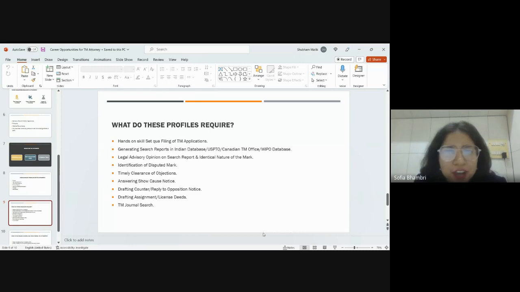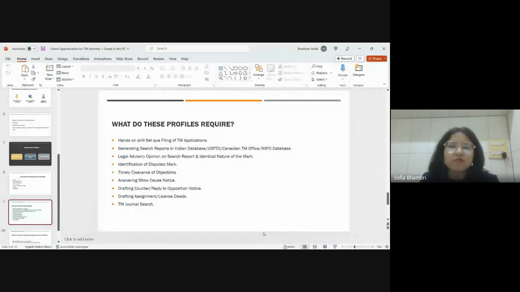So, what do these profiles require? So, see, hands-on skill set for filing of TM applications, you should know everything from A to Z, how to file the application, how to get through with it at every stage. Now then, generating search reports in Indian database, USPTO, Canadian TM Office, and WIPO database. See, many and majority of the companies and corporates, they would make you generate reports in Indian database as well as international database also, because those companies are having clients which are actually big clients and which have an international name too. So you should know the procedure as to how to do it.